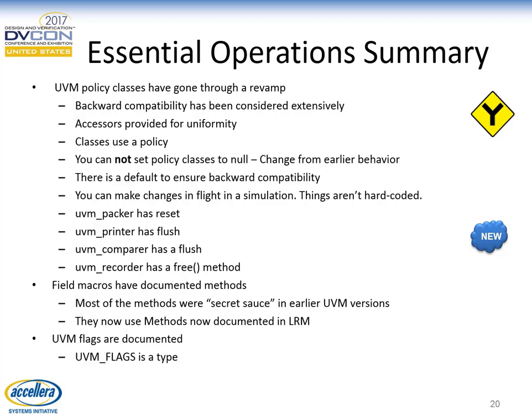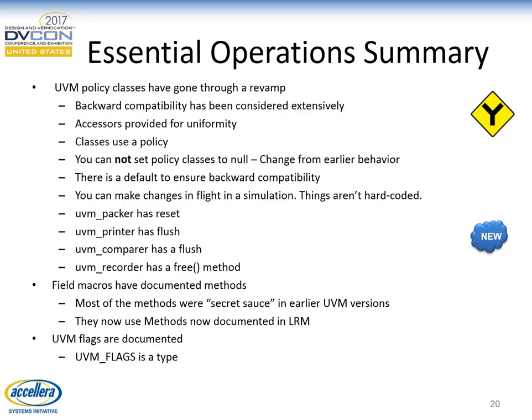Each of the field macros, I don't know how many of you have gone into the UVM internals per se. They had a bunch of methods, okay? And they were all secret sauce in the LRM. They now use methods that are now documented in the LRM. Other key thing you'll notice is UVM flags are documented. They were not, and it's a type. This is a big change if you want to watch for it. But UVM flags is now a type. It's an enum type.